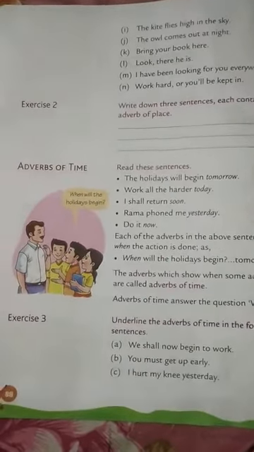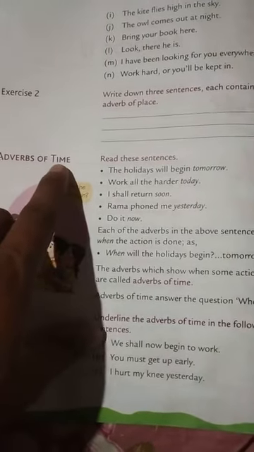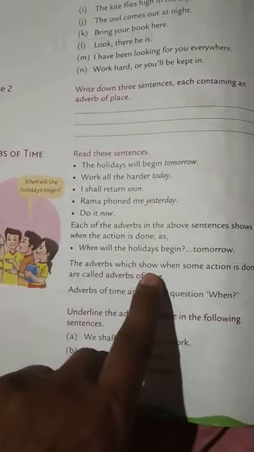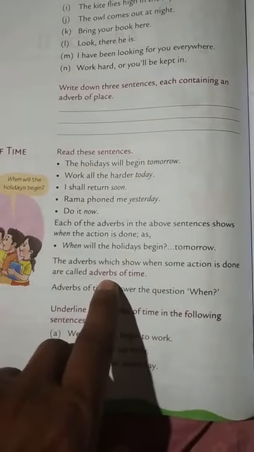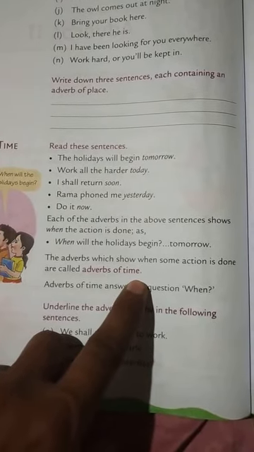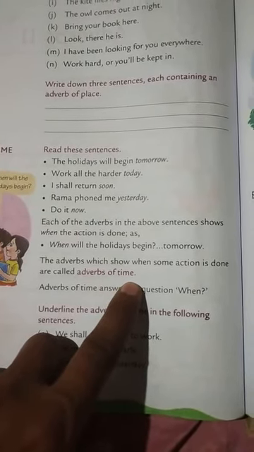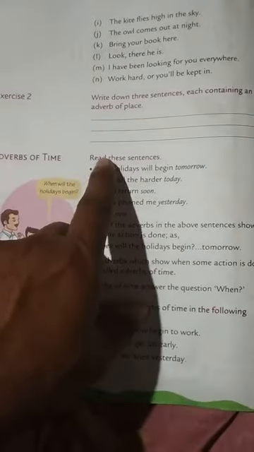Now come to second type of adverb, that is adverbs of time. Time का मतलब है समय. ठीक है? The adverbs which show when some action is done are called adverbs of time. वैसे adverbs जो ये show करते हैं कि कोई भी काम action कब हुआ है, that are called adverbs of time. ठीक है? Example देखते हैं हम लोग.